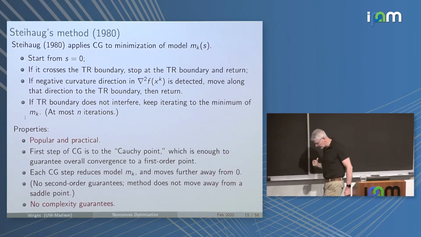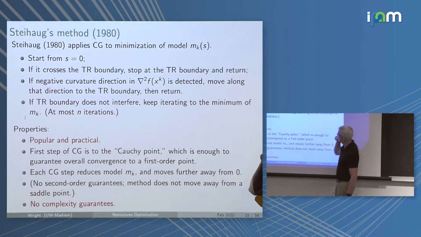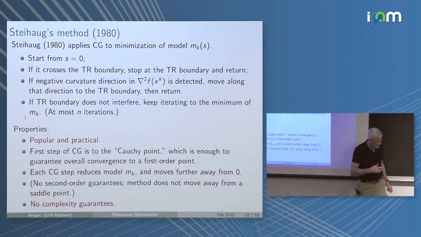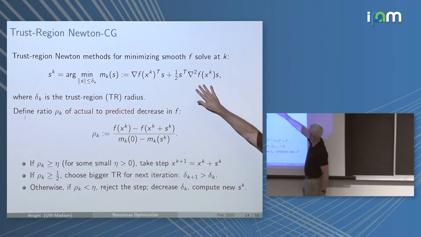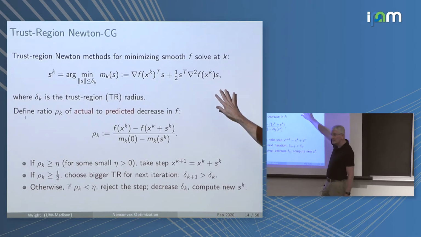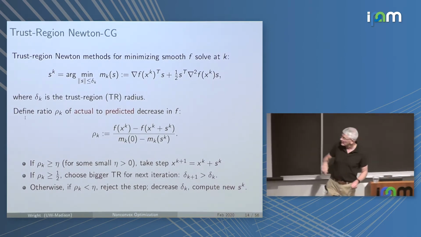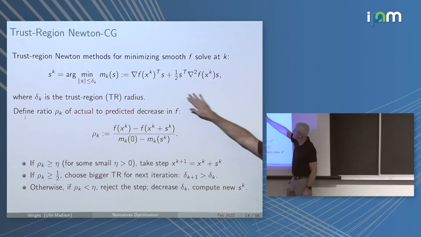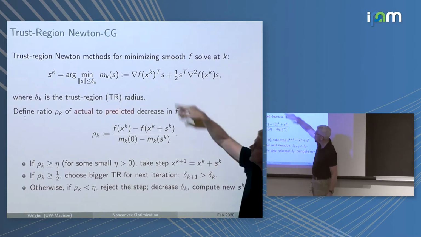Steihaug's variant on this, a very clever idea, was that he said, okay, if you've got a very large-scale problem, it's expensive to solve this problem. If you know all the eigenvalues of the Hessian, you can do it in closed form, or almost in closed form. But otherwise, this is kind of expensive. So his idea was, let's run conjugate gradient to minimize this. Okay, it's a quadratic, may or may not be convex. Let's just hope that it's convex and run CG.